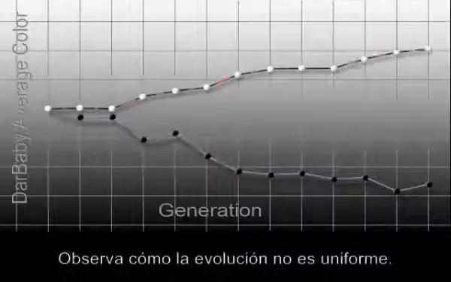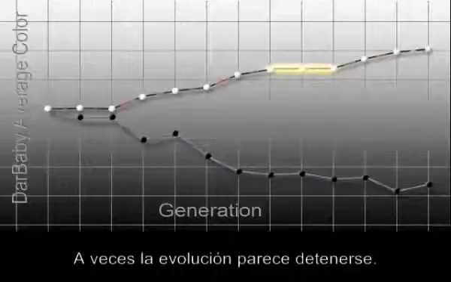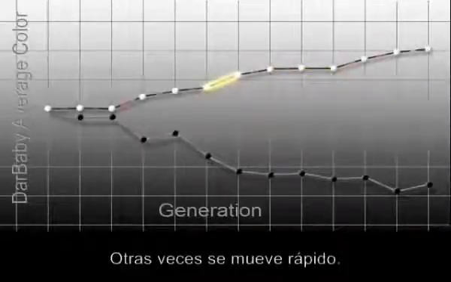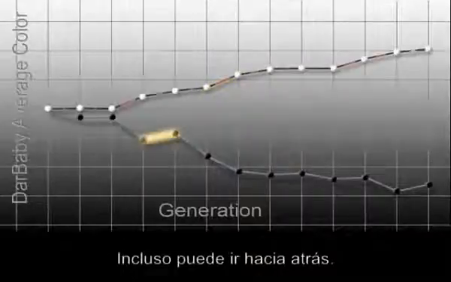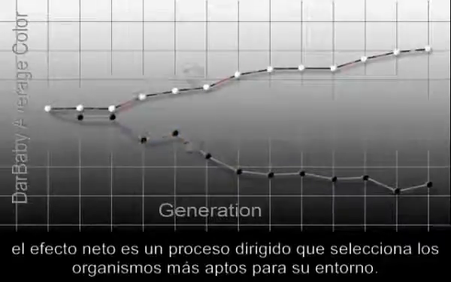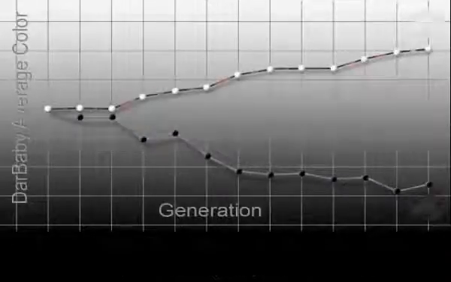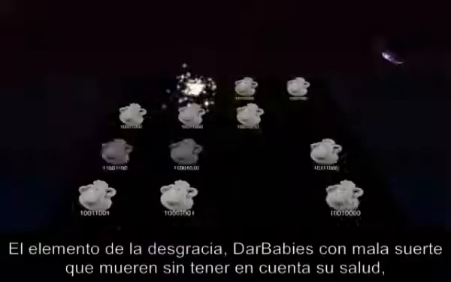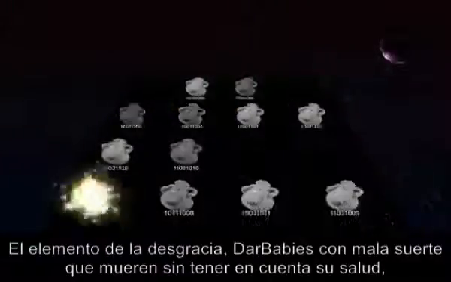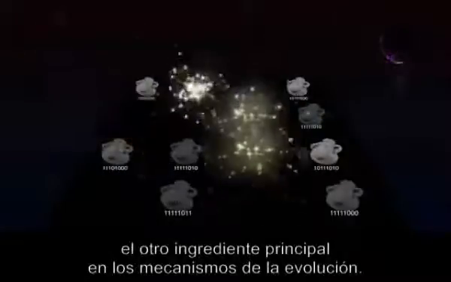Notice how the evolution is not smooth. Sometimes evolution appears to stop. Other times it moves fast. It can even go backwards. Yet over time, the net effect is a directed process, making the organisms more fit for their environment. The element of misfortune, unlucky Dar babies dying without regard to their fitness, is an example of genetic drift. The other prime ingredient in the mechanisms of evolution.